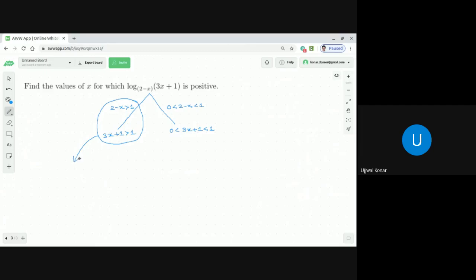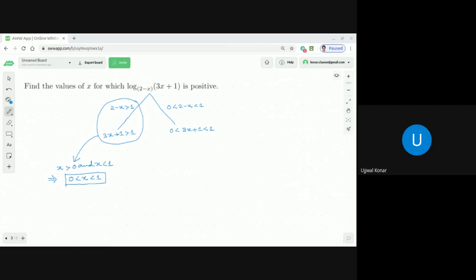2 minus x greater than 1 means x is less than 1. And 3x plus 1 greater than 1 means 3x is greater than 0, that means x is greater than 0. So from here we are going to get x greater than 0 and x less than 1. That means 0 is less than x less than 1. Correct, my dear students? I hope all of you agree with me.